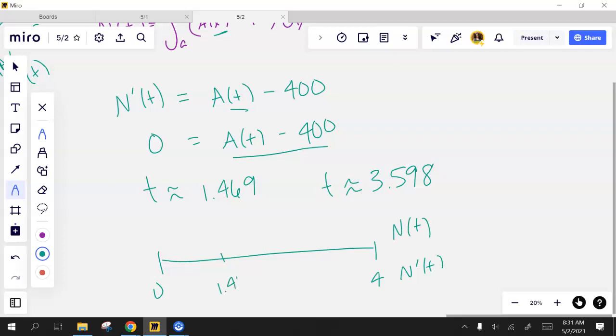I got 1.469. I got 3.598. Here and here, looks like I go negative. If I use my graph, since it's already there, right? Yes, no, maybe so. So where's my maximum happening?